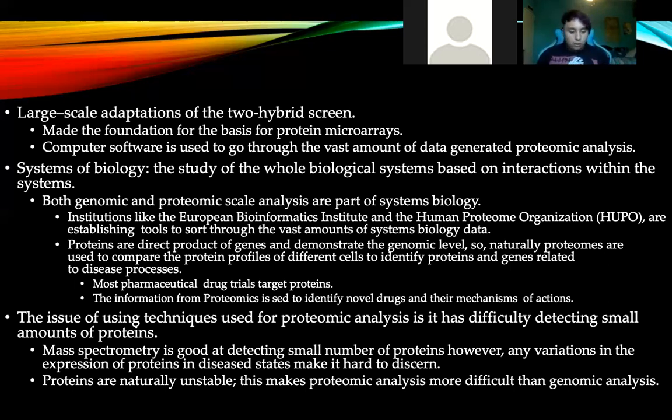Okay. The issue of using these techniques for protein analysis is that it has difficulty detecting small amounts of proteins. There has to be a large amount, or difficulties can arise. However, mass spectrometry is good at detecting small numbers of proteins, but any variations in expression of proteins in disease states can make it hard to discern. Proteins are naturally unstable. This makes proteomic analysis more difficult than genomic analysis.